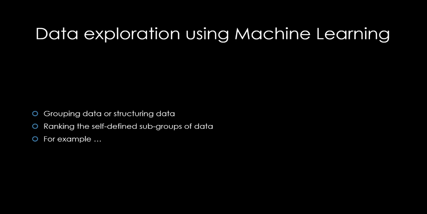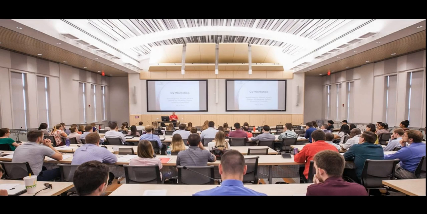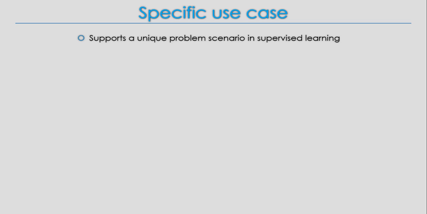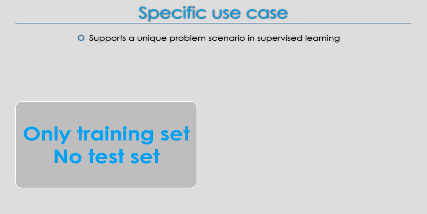Gaggle uses machine learning to help users in data exploration tasks, such as grouping and ranking data in self-defined categories. For example, a professor may want to use Gaggle to help categorize and rank new student applications in different sets to decide on whom to accept or reject. Similarly, a baseball coach may wish to categorize and rank players in different groups based on their performance in the playoffs.